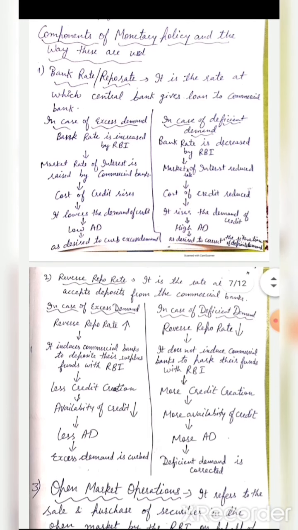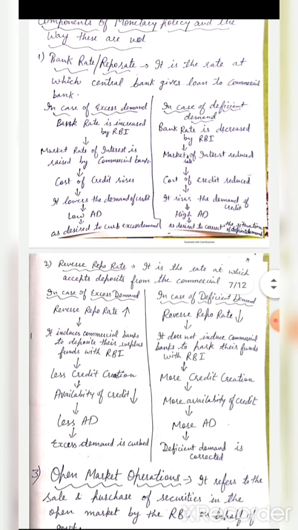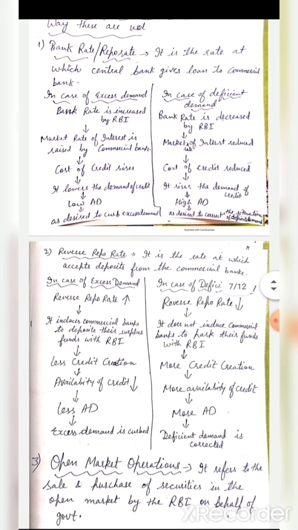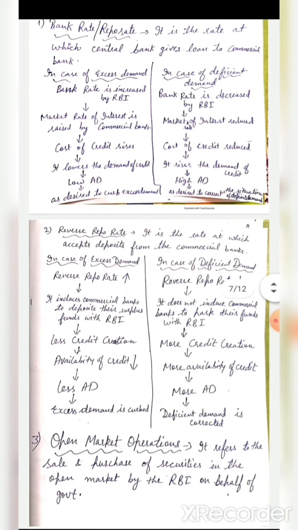First of all, bank rate or repo rate. These components you studied in chapter 6, banking. Bank rate is the rate at which the central bank gives loan to the commercial bank. In case of excess demand, bank rate is increased by the RBI. Market rate of interest is raised by the commercial banks. Cost of credit rises. It lowers the demand for credit and lowers AD, as desired to curb excess demand.